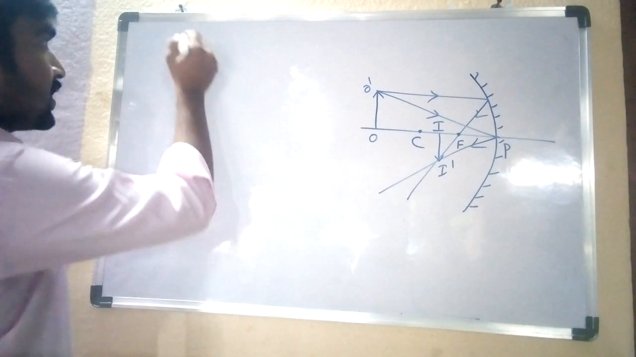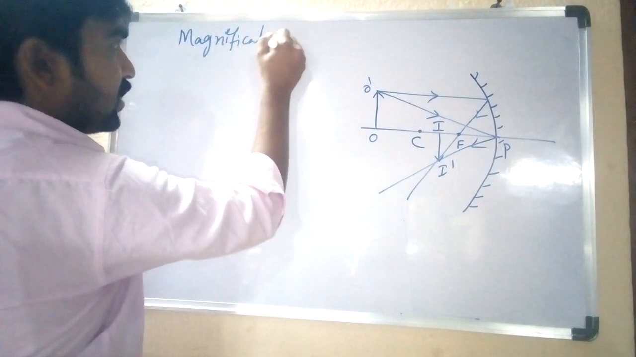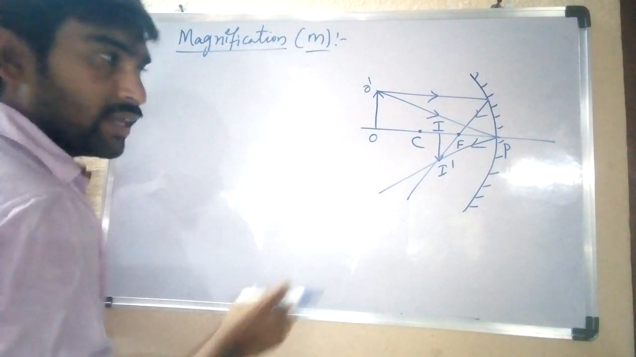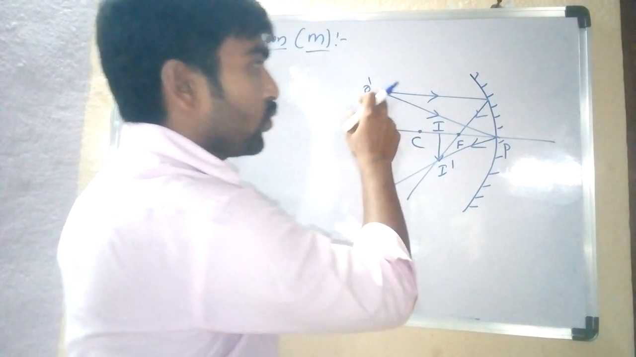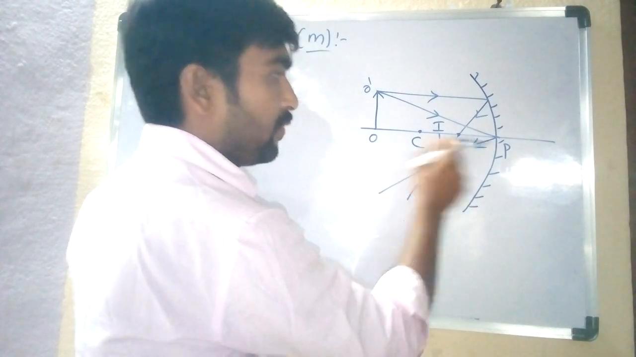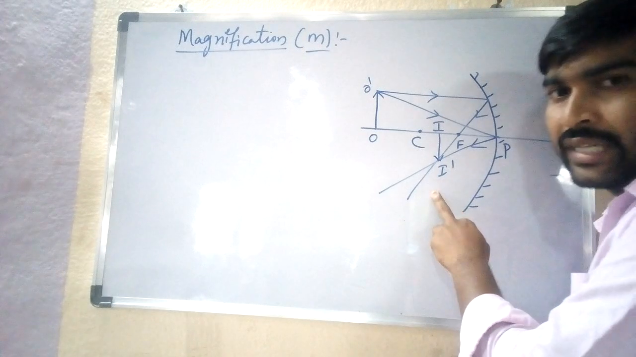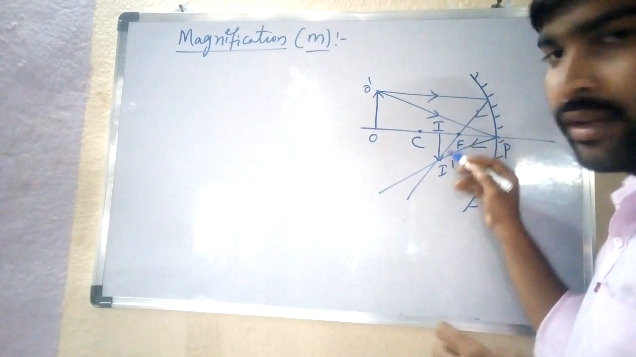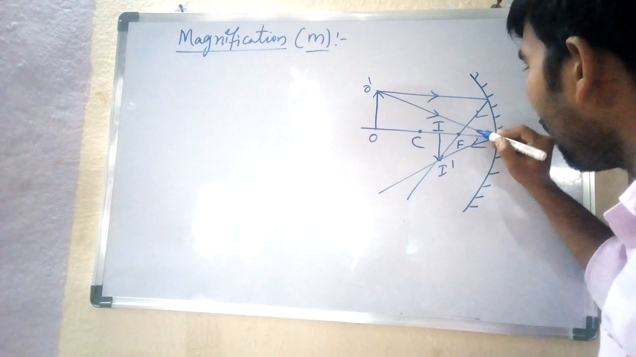Now we will discuss the magnification of a spherical mirror. Magnification of a spherical mirror is indicated by M. According to the figure, the object is placed beyond the center of curvature, and two rays form an image between C and F, the center of curvature and the focal point. The image will be formed downside. The incident ray is parallel to the principal axis. The first one passes through the focal point, and the second one, when it strikes the pole, is reflected. In this case it obeys the law of reflection.